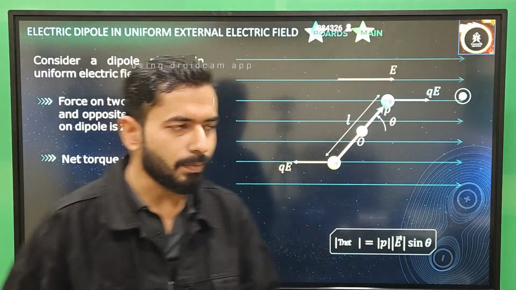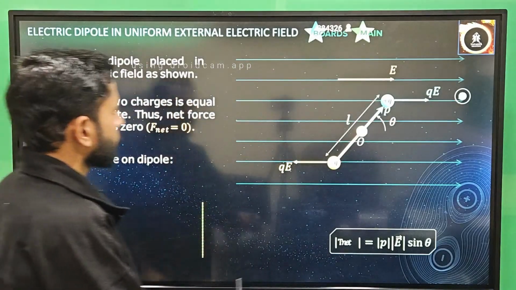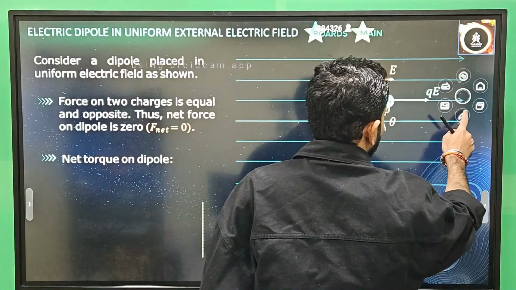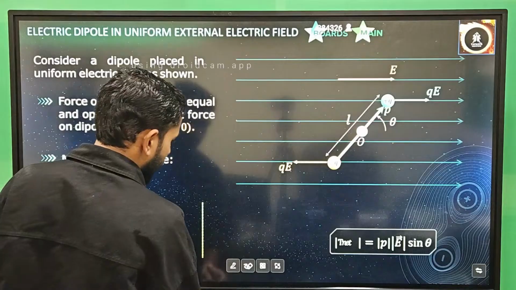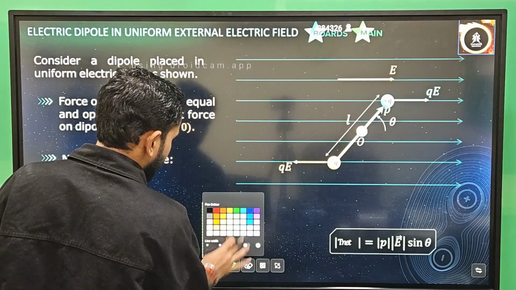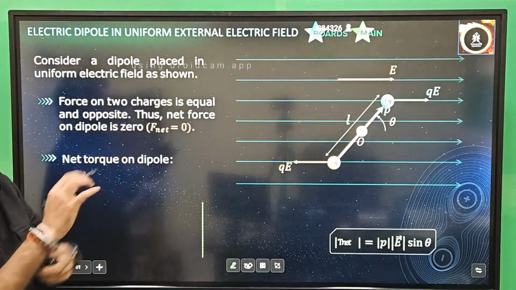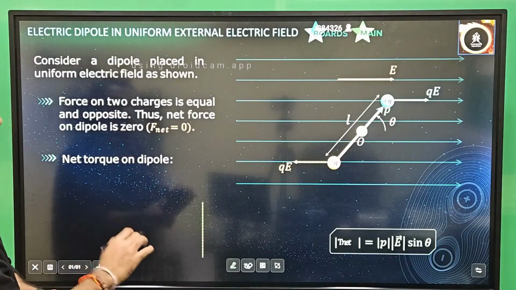Now let's understand a little about how you will write. Our pen is back, we were facing some problem in the last lecture. Okay, nice. I like green color, so let's continue with green.